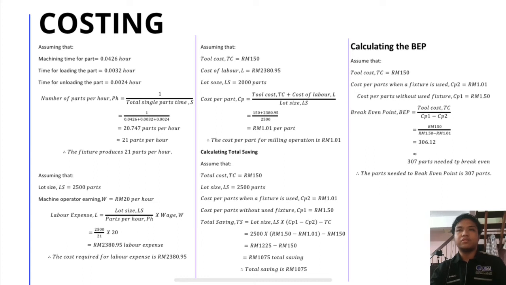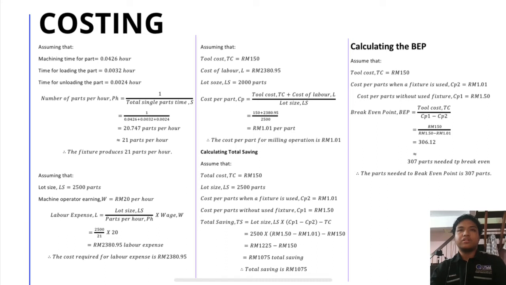After that, we will assume that tool cost, TC, equals RM 150, cost of labor, L, equals RM 2,380.95, and lot size, LS, equals 2,500 parts. We will use the formula cost per part, CP, equals tool cost, TC, plus cost of labor, L, divided by lot size, LS, so 150 plus 2,380.95 divided by 2,500, so the answer will be RM 1.01 per part. Therefore, the cost per part for the milling operation is RM 1.01.